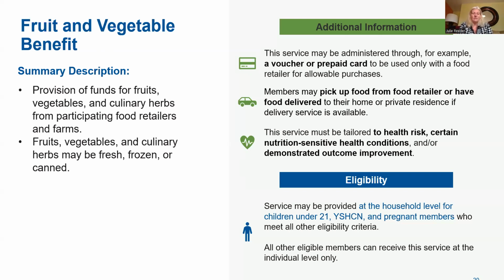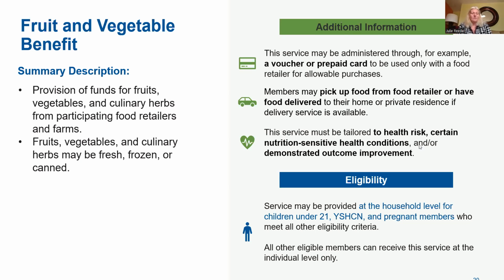Again, this will be delivered through vouchers, it could be prepaid cards, it could be any of the systems that are used typically now for a fruit and veggie benefit. They can pick that up from the retailer or the farm stand or the farmer's market or CSA drop site that also allows that to be delivered. Again, this service has to be tailored to health risk, certain nutrition sensitive conditions, or some sort of demonstrated outcome improvement for health. So that is a thread that runs through all of the nutrition services.